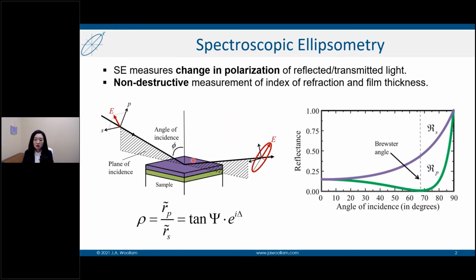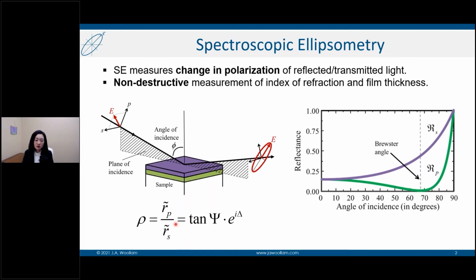This illustration shows how light changes from linear polarization to elliptical polarization upon surface reflection. The polarization change comes from the different reflectance between the P and S waves. For transparent materials, the well-known Brewster's angle is where the reflectance of the P wave is 0.